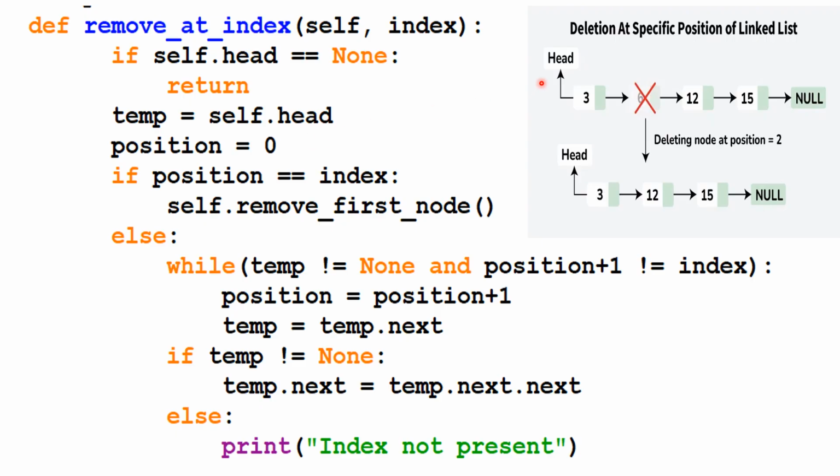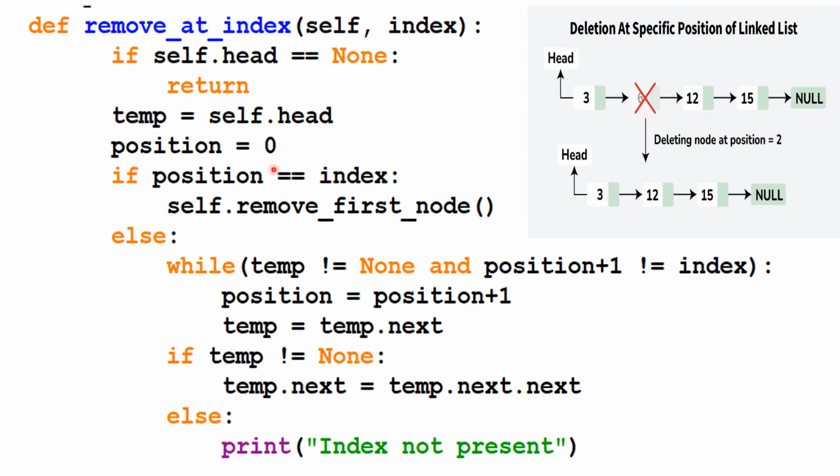Okay, now index is the parameter that we need to pass. If the position is equivalent to index, what is the position initially? 0. Okay, if the position is equivalent to 0 and you want to delete that node, call remove first node. We are not writing the logic here, simply calling the function which is already written, because the position is 0. The 0th location value means the first node. Otherwise you can write the logic here, but because I have already written the code, I am calling the remove first node function.